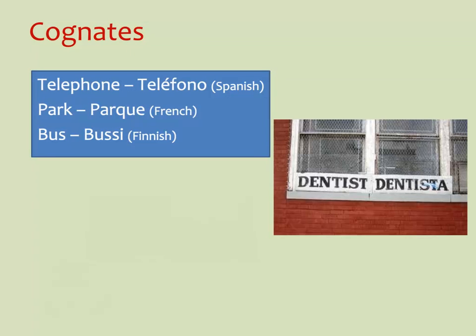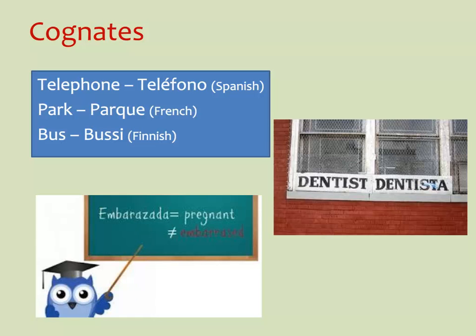Conceptual transfer can be facilitated by the use of cognates, a common strategy that bilinguals use to make sense of what they are learning. Cognates are words that are similar in both languages and mean the same thing. Dentist and dentista is an example, as are telephone, park, and bus. There are also false cognates, words that sound similar but mean very different things. While embarazada in Spanish may look and sound like embarrassed, it actually means pregnant, which may certainly embarrass you if you used it incorrectly. Teachers can encourage students to look for cognates.